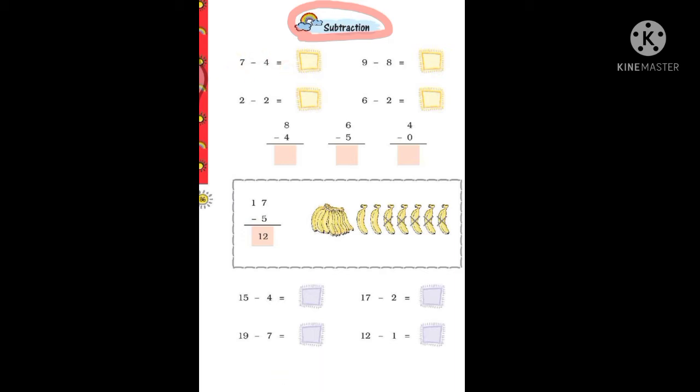So as I told you, you have to draw 7 sticks. How many? 7 sticks. So here 1, 2, 3, 4, 5, 6, 7. Right? First number 7. So you have to draw 7 sticks. Now from this 7 you have to subtract 4. 7 में से हमें कितने माइनस करने हैं? 4. So means from this 7 sticks we have to cut 4. इसमें से हम 4 कट करेंगे.